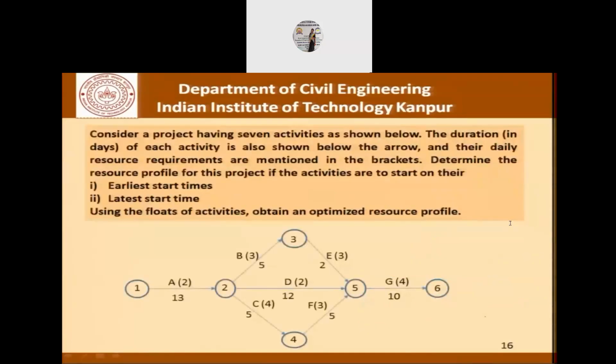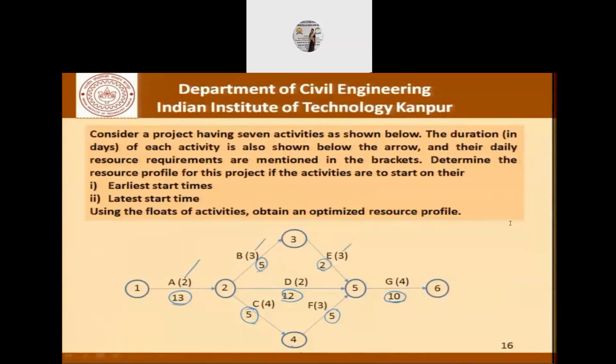So let's understand this a little bit better through this example, which gives us the 7 activities as shown, their dependencies, and I've already drawn the network for you. So these are the durations of all these activities. A requires 13, B requires 5, C requires 5, D requires 12, E requires 2, and F requires 5, let's say, days to complete, G requires 10.